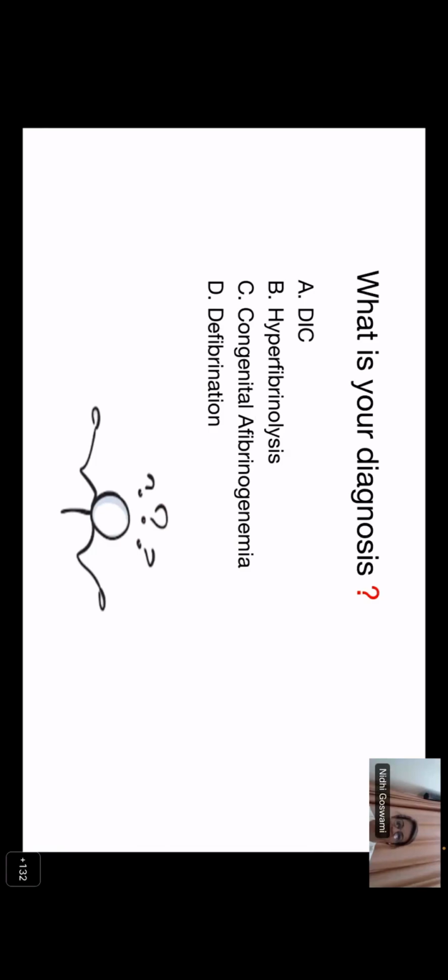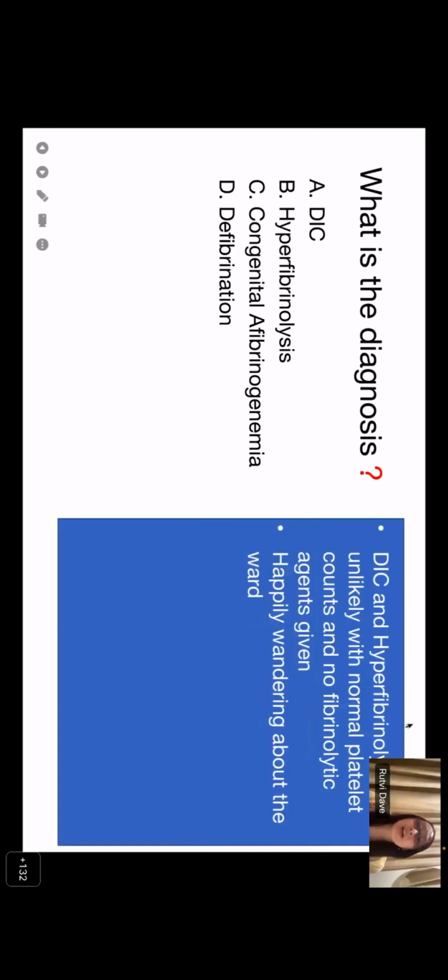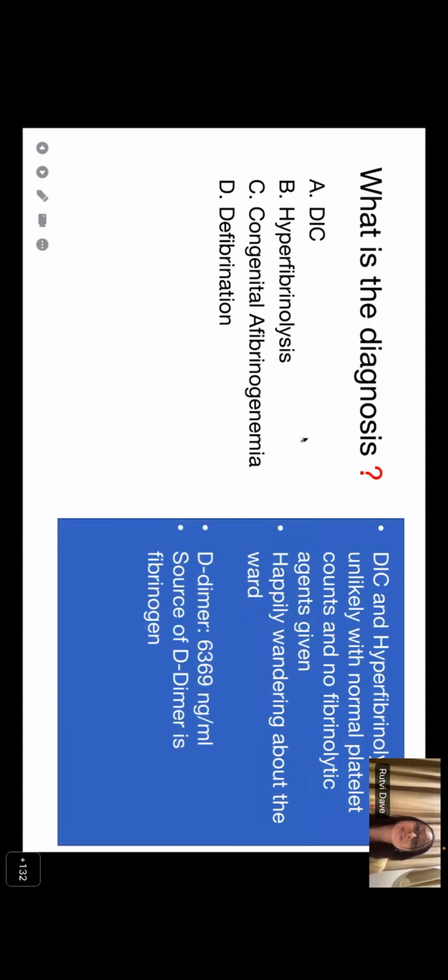So let us go back and look at the case. If you recollect the history, this man only has a large subcutaneous hematoma. He's happily wandering about the ward. No other things. The platelet count is completely normal. So DIC is unlikely. As far as hyperfibrinolysis is concerned, he has not received any fibrinolytic agent. There's no history, so why should it be suddenly hyperfibrinolysis?